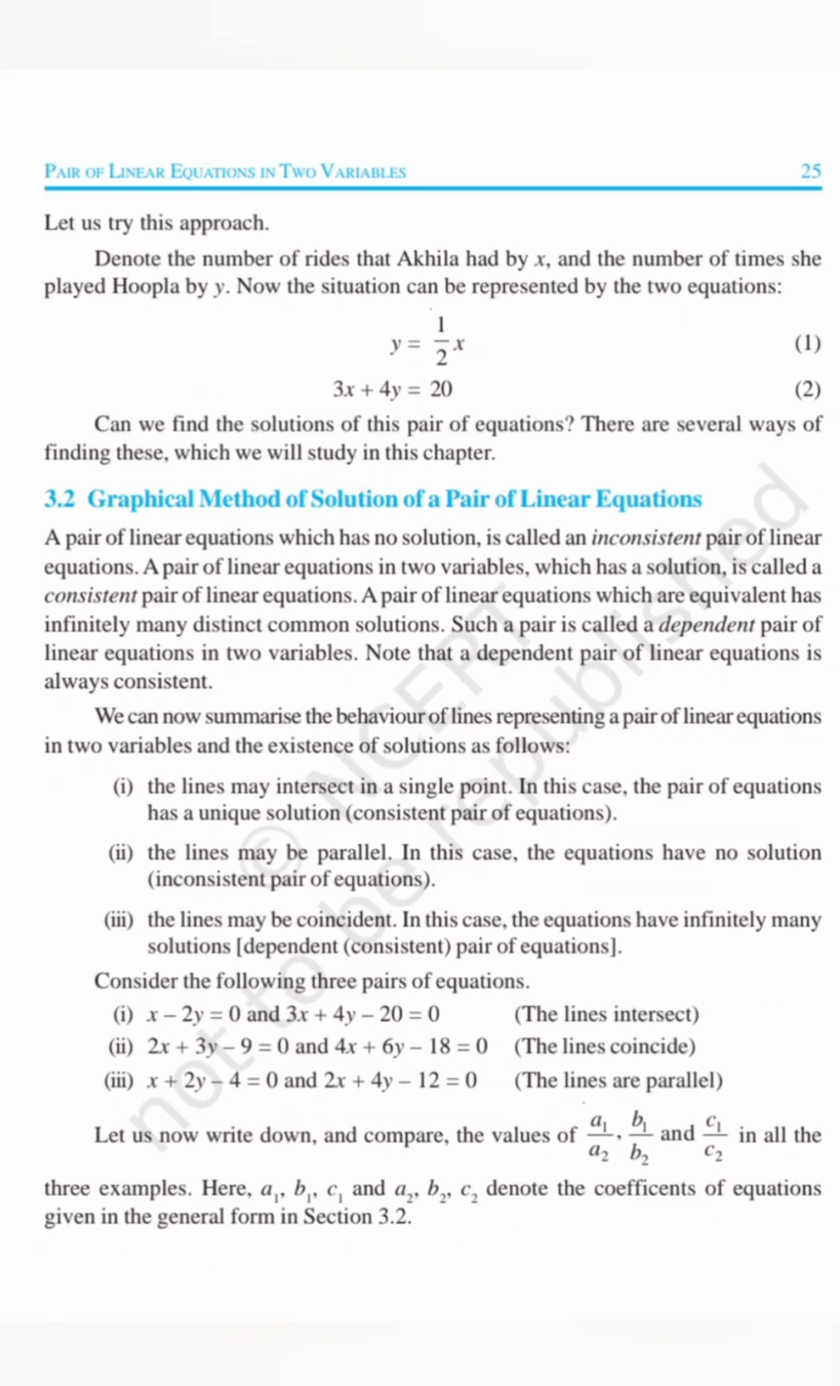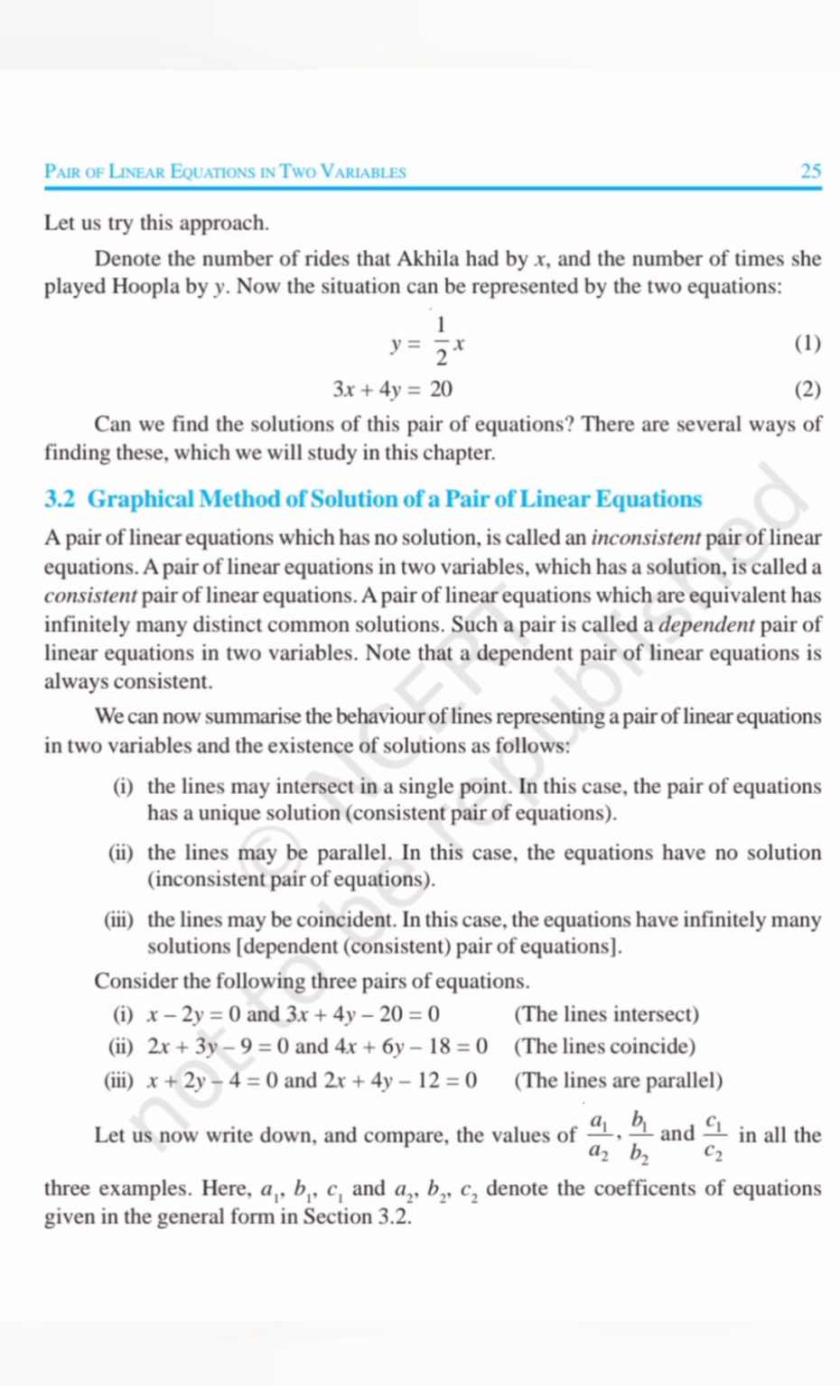Now the same situation is worked out here. The number of rides that Akila had on the giant wheel is taken as x. The number of times she played hoopla is given by y. We know the number of times she played hoopla is half the number of rides she went on the giant wheel. So y = x/2. That will be the first equation according to the condition given on the previous page.